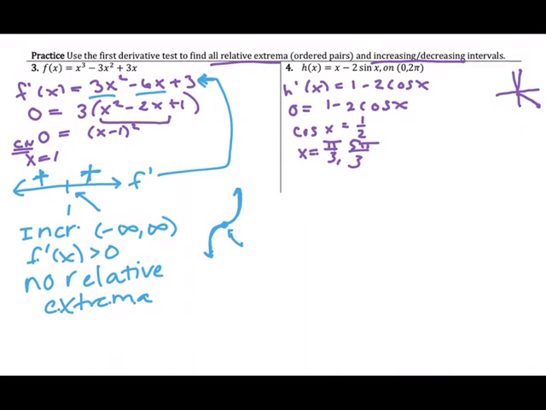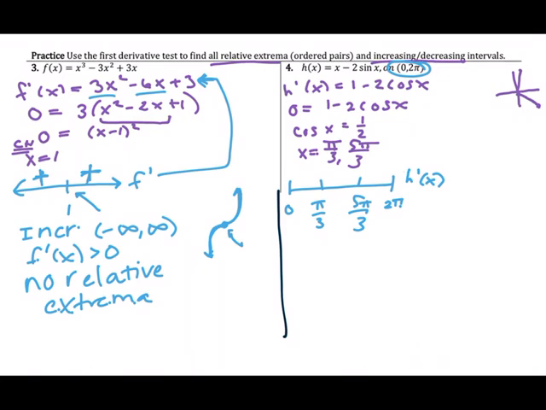Now let's go back to number 4. So we need to make a sign chart or a number line with h prime. I'm going to redraw this. This specific problem is telling us that we're only looking at the intervals from 0 to 2 pi. I'm going to put that on my number line so that I don't accidentally try and say negative infinity like I did over here on number 3. So 0, and then our critical values, pi over 3 and 5 pi over 3.